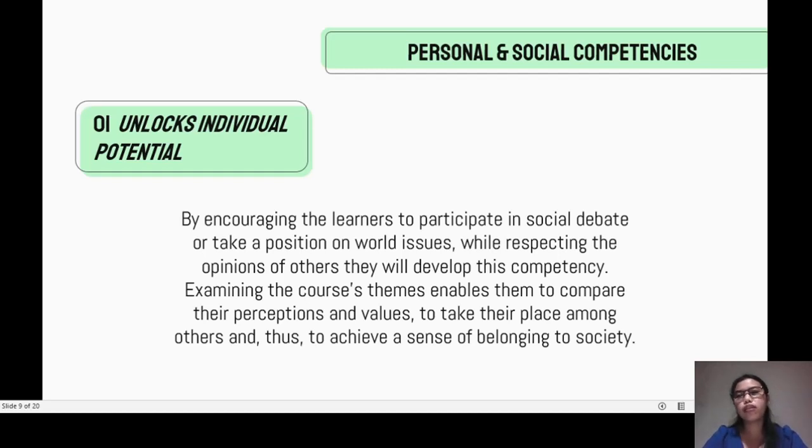Because CW has issues and problems, there are often times that we will try to share our own opinion or stand regarding these issues and problems. While doing this, we will learn how to communicate our thoughts to other people. We will also learn how to listen and respect the thoughts of other people. We can also examine the course themes, which will enable us to compare our perceptions and values, to take their place among others, and thus to achieve a sense of belonging to society.